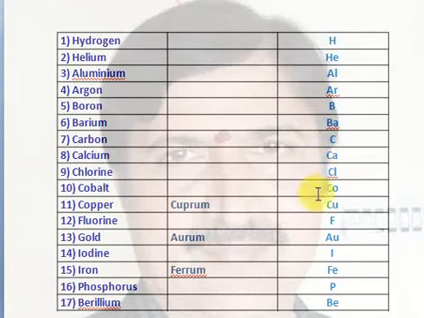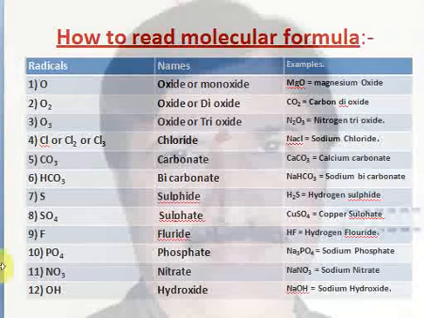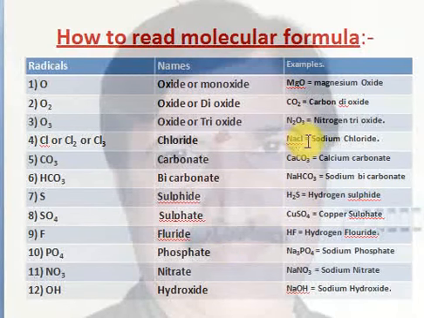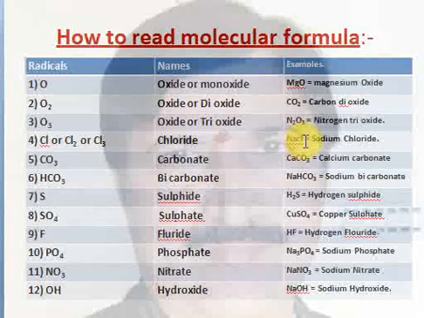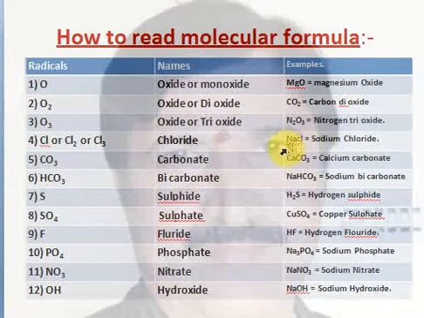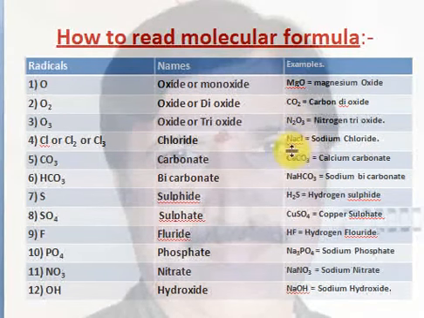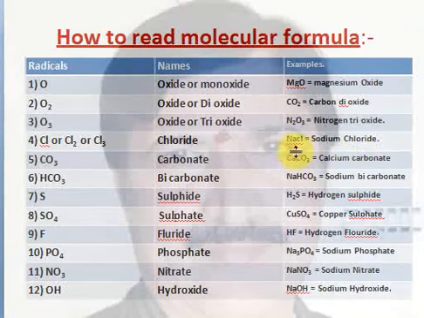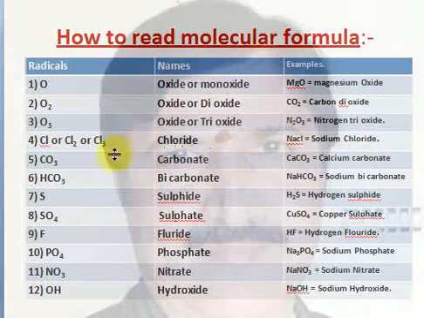Na means sodium. No, it is also not mentioned. So sodium and molecular formula ends with chlorine, sodium chloride. So if there is MgCl2, then we call it magnesium chloride. Then KCl, potassium chloride. So likewise you have to read.